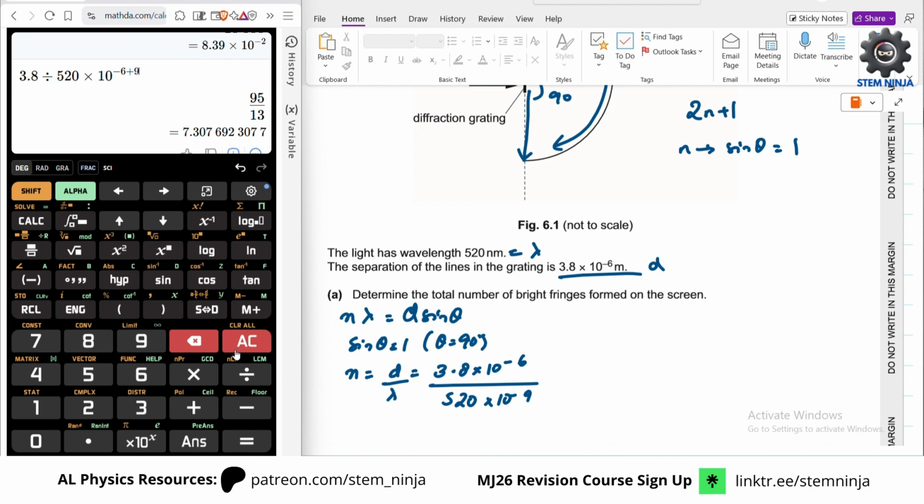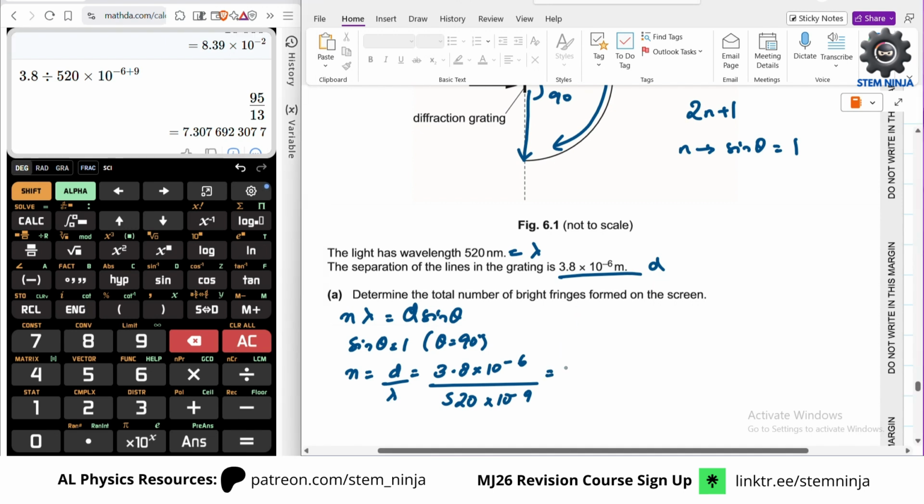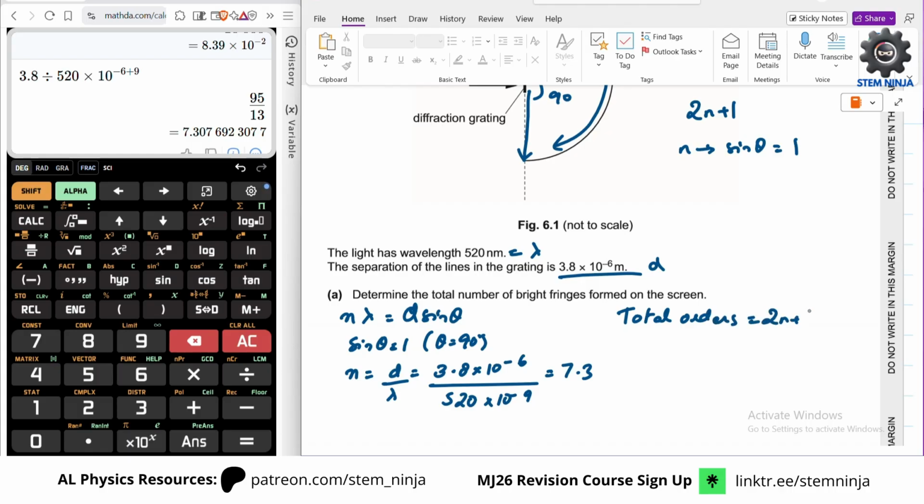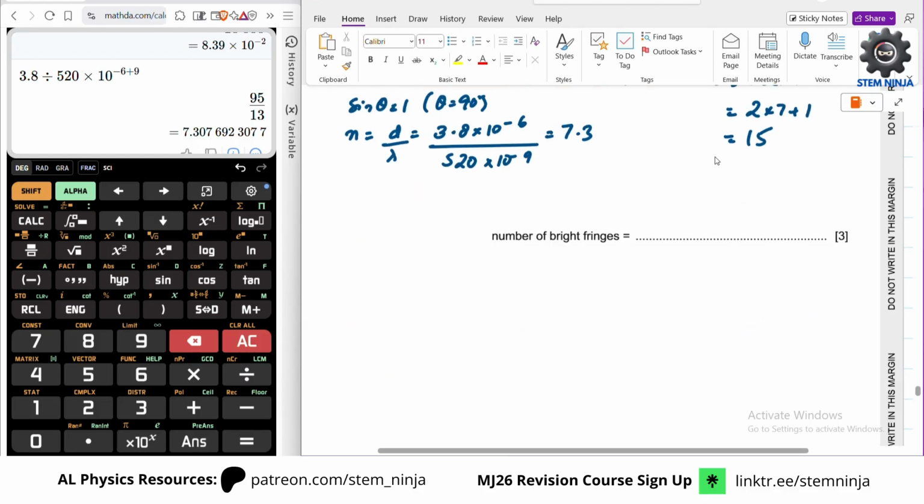Okay, so you have 7.3. So total orders would be 2n plus 1. 2 times 7 plus 1, so that is 15 orders seen on this.